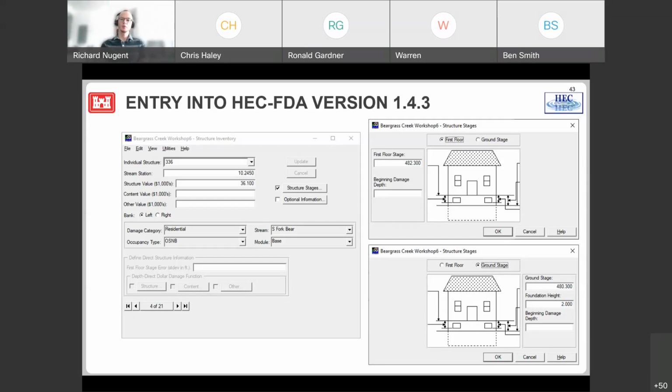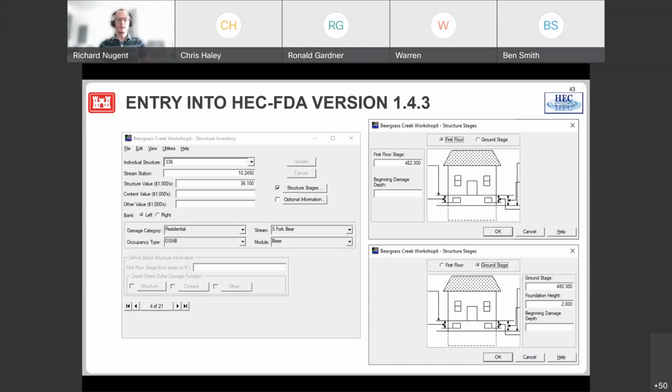All right, so we have two big pieces of data, right? We have all the structures and their characteristics. We have the occupancy types. Occupancy types help us to calculate the percent of the structure value that's damaged for a given depth, for the whole range of depths, which gets us the level of structure damage for all the depths.